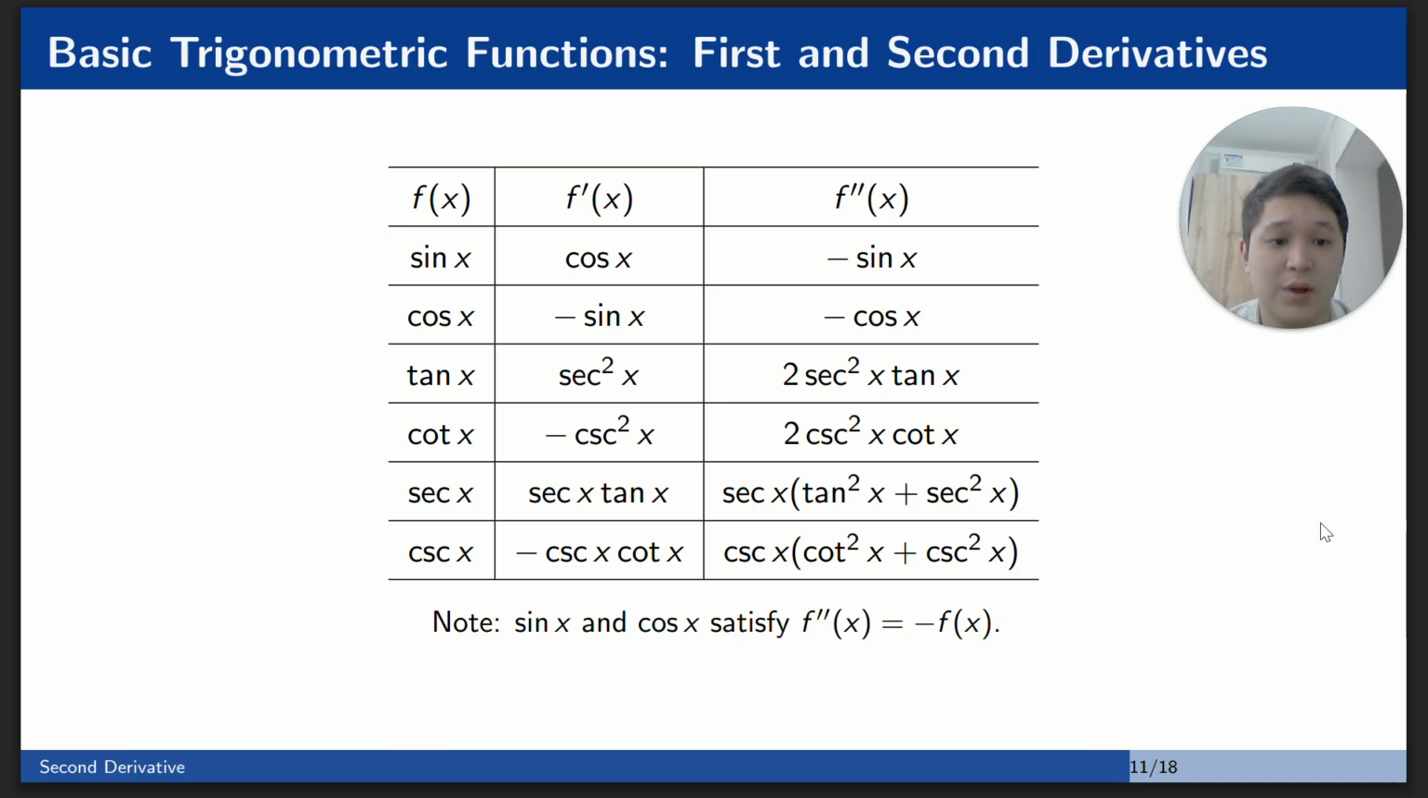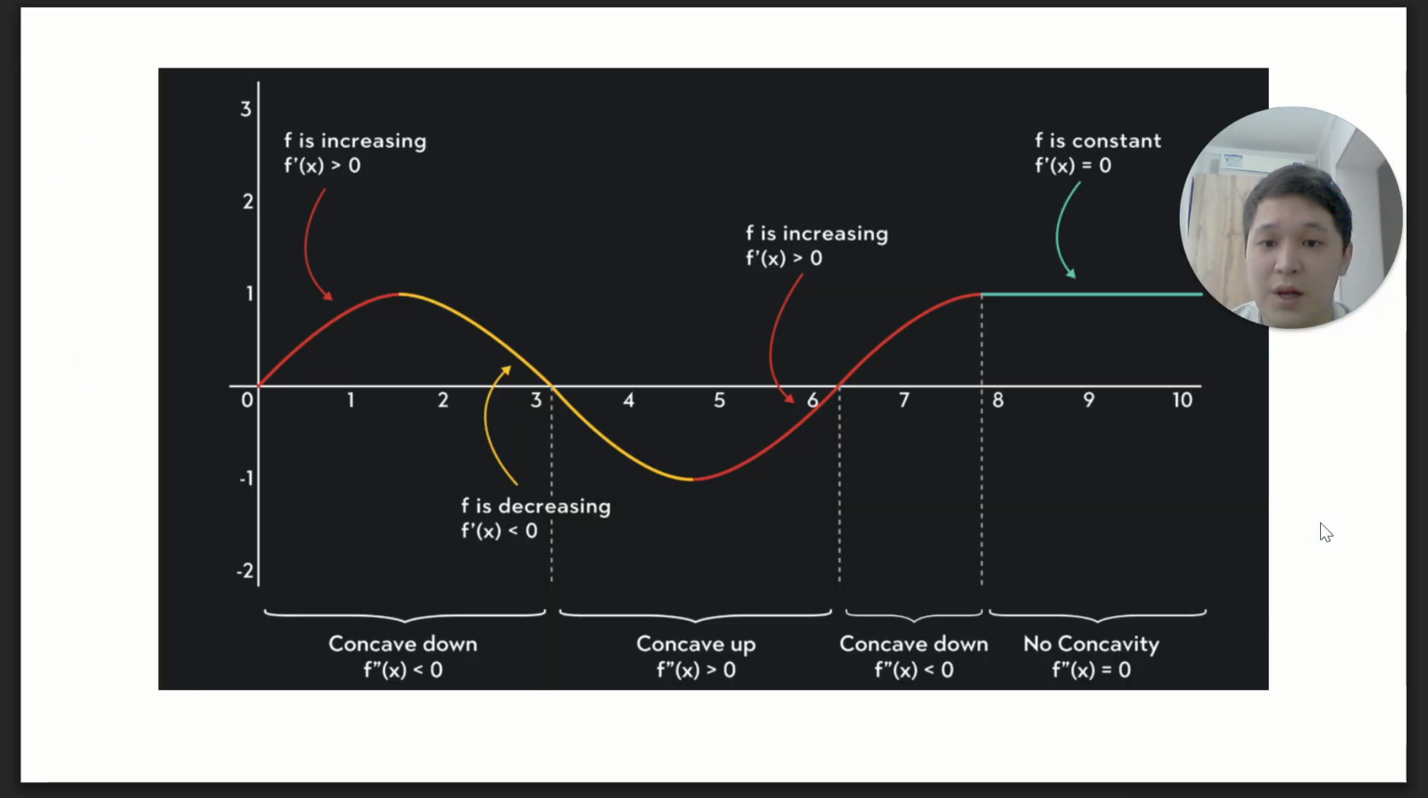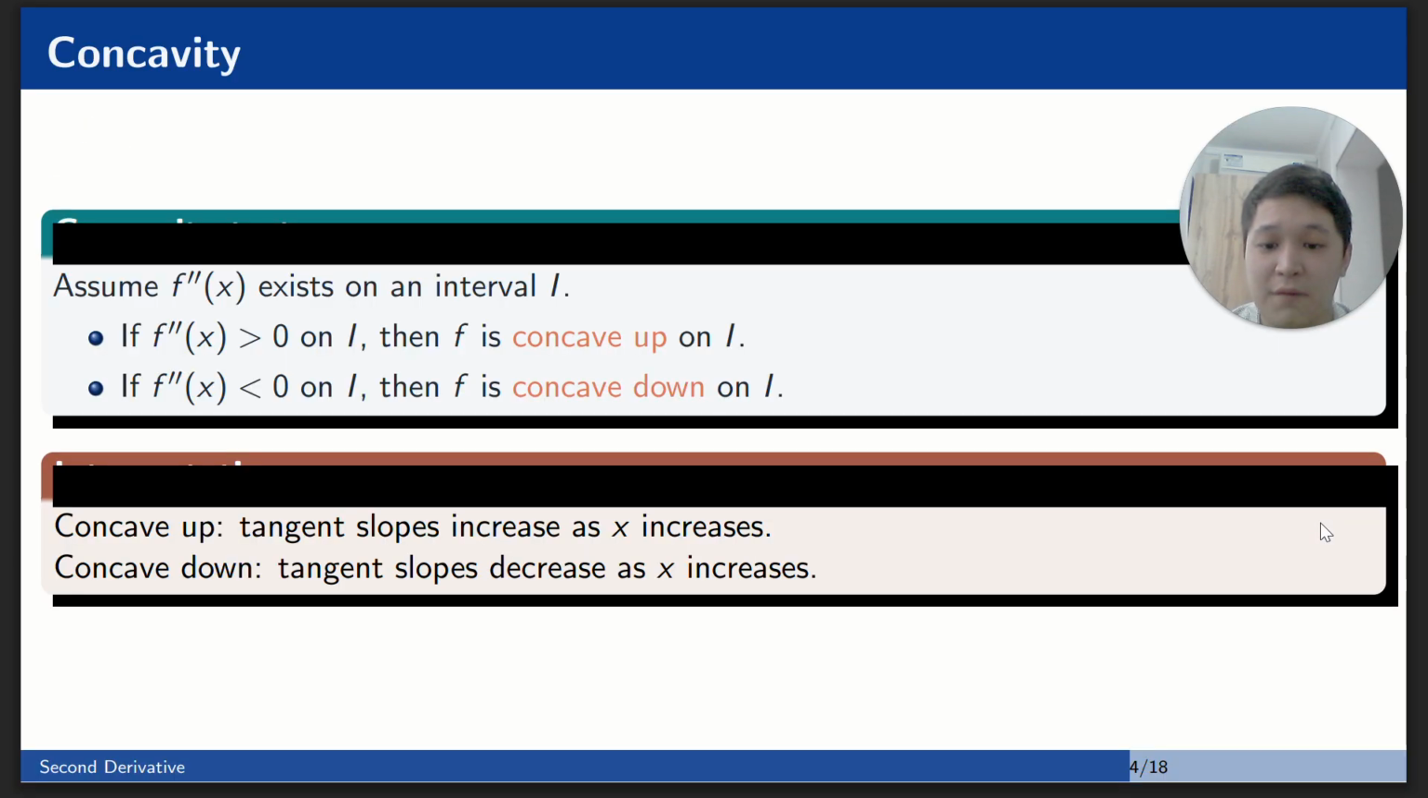So now we're gonna take a look a little bit at concavity. Now we use the second derivative to describe the shape of the graph. If f double prime of x is bigger than 0, the graph is concave up. If f double prime of x is less than 0, the graph is concave down. Concave up means that the slopes are increasing. Concave down means the slopes are decreasing.